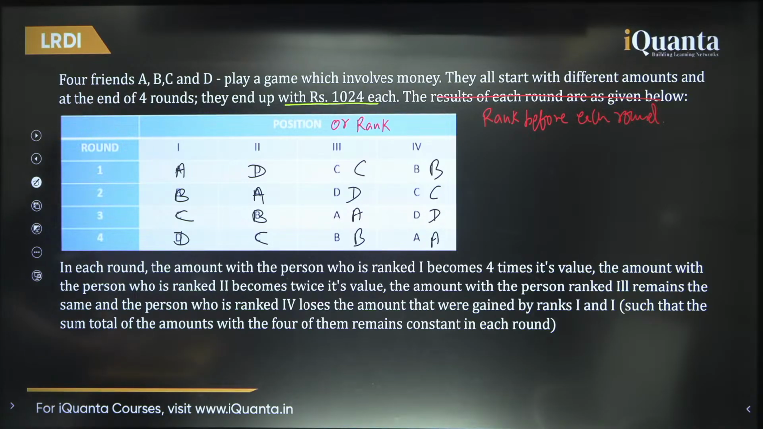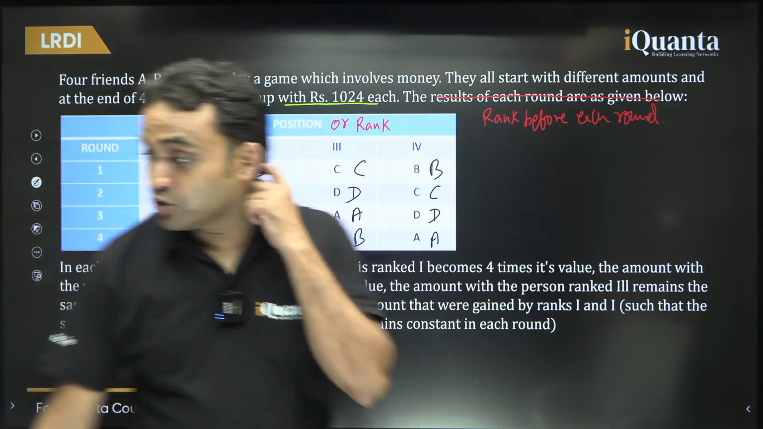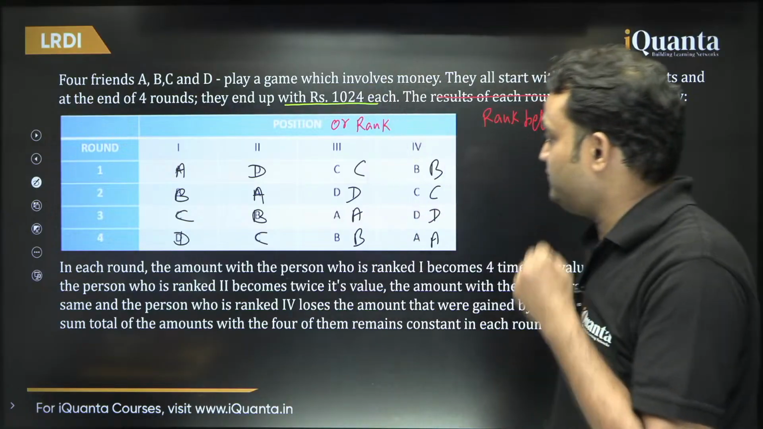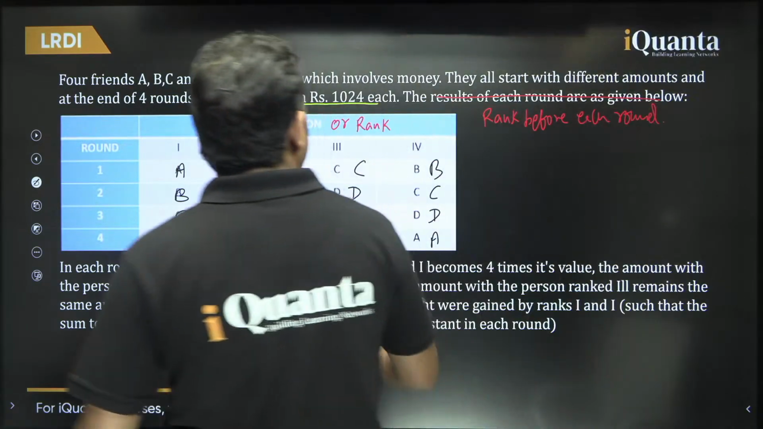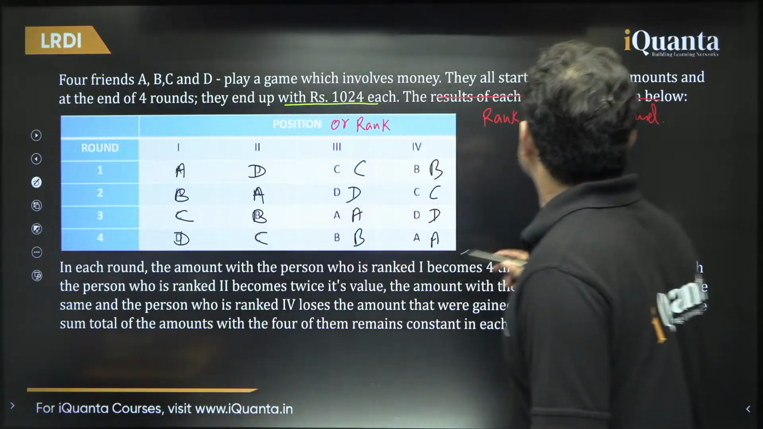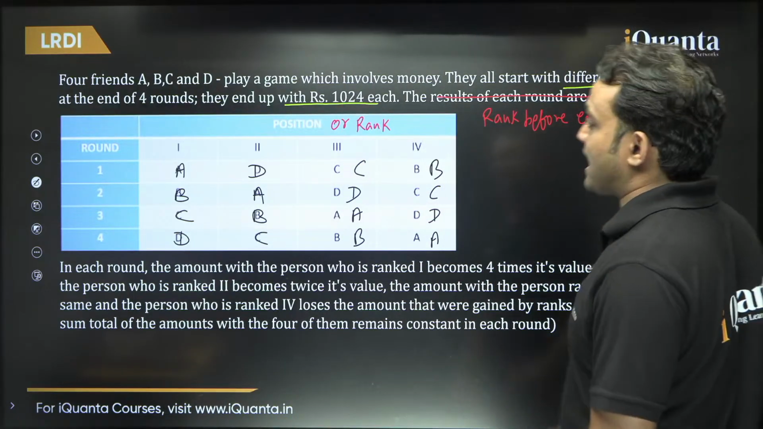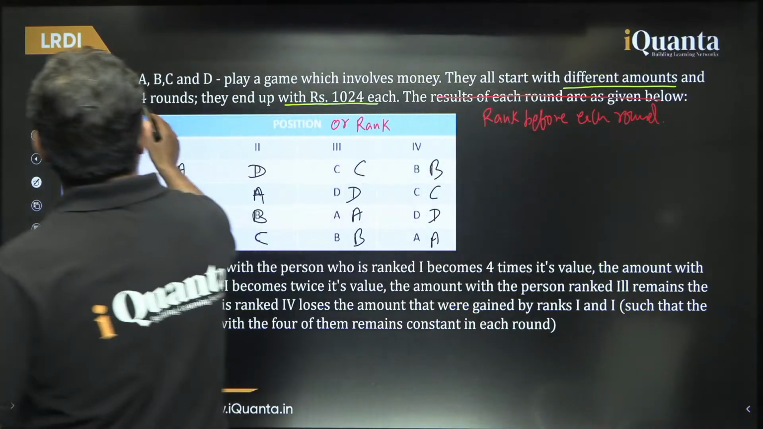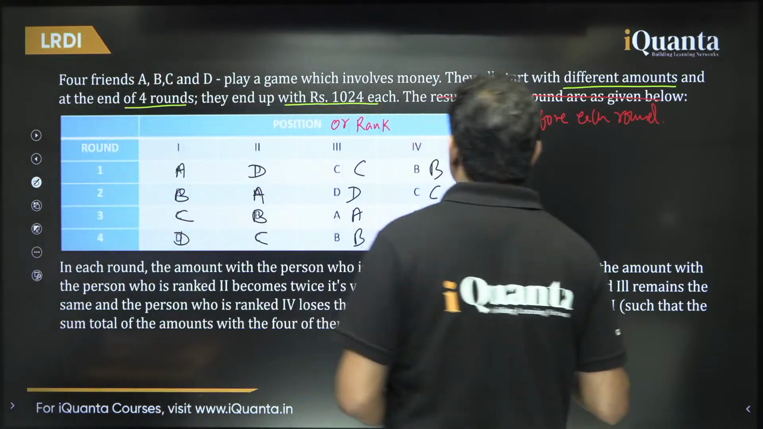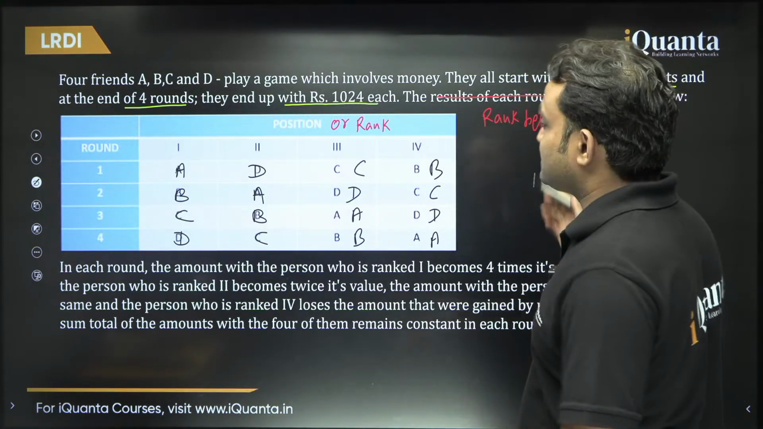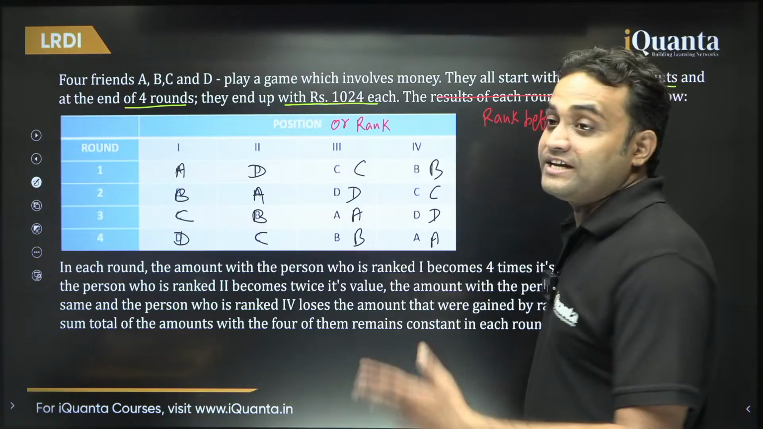Okay, everyone, let's discuss this set now. I'm sure lots of you are close to the answers. It says four friends A, B, C, and D play a game which involves money. They all start with different amounts and at the end of 4 rounds, they end up with 1024 rupees each. The table gives the rank before each round.